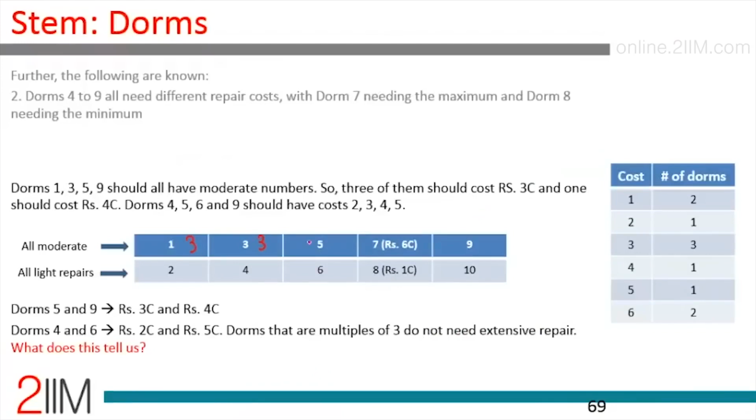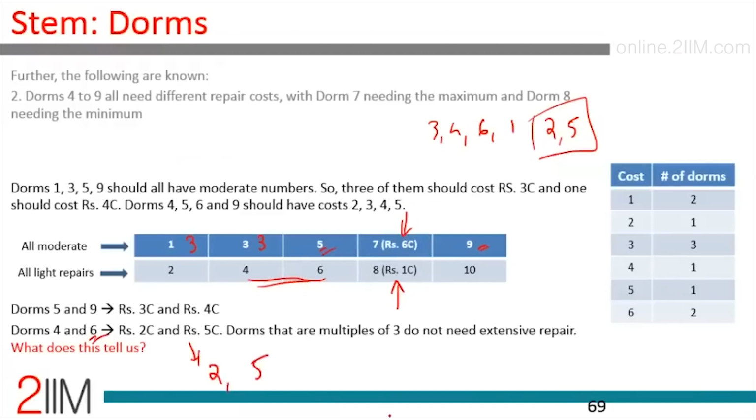Now let's come to DOMs 4, 5, 6, 7, 8, 9. They should all be different numbers, but we've accounted for 3, 4, 6, and 1. This costs 6. This costs 1. These 2 should cost 3 and 4. That we know. So the remaining numbers are 2 and 5. So DOMs 4 and 6 should cost 2 and 5, the remaining 2 numbers, because 4, 5, 6, 7, 8, 9 are all distinct. Which should be 2, which should be 5.